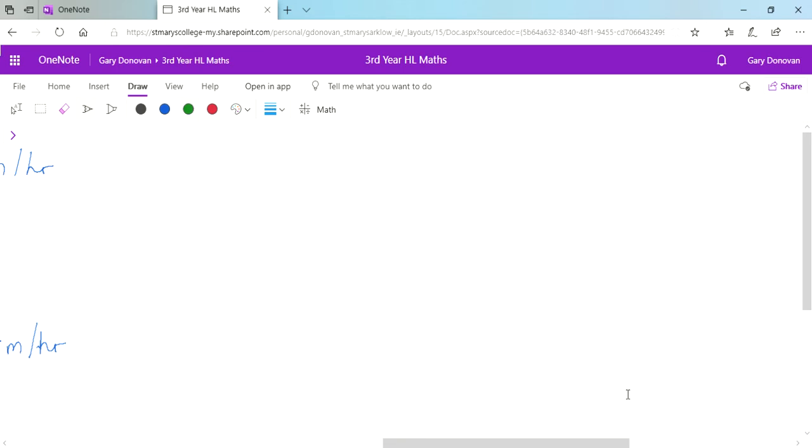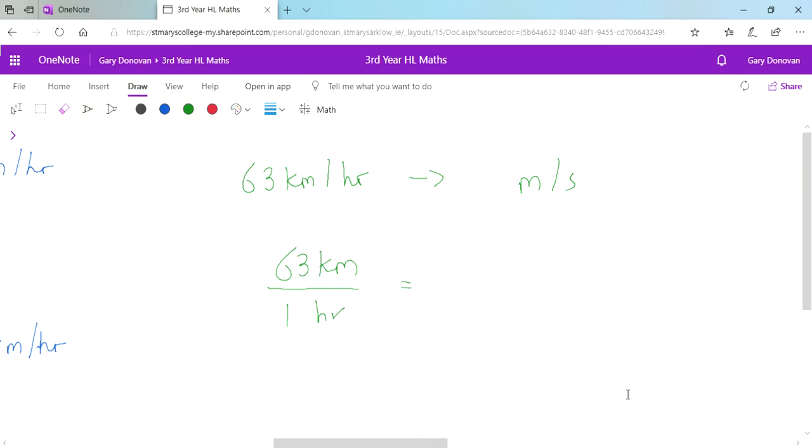So let's say we have 63 kilometers per hour, and you're asked to write that in meters per second. Well, that's 63 kilometers over 1 hour, which would be 63,000 meters, because there's 1000 meters in 1 kilometer, over 3600 seconds. Now you have it in meters per second. You just have to divide 63,000 by 3600, and that gives you 17.5 meters per second.